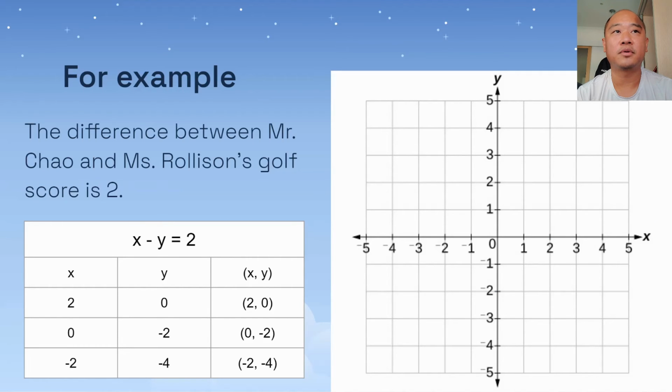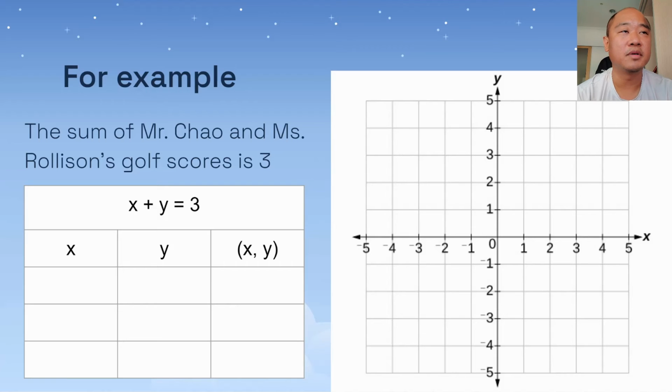So let's look at another example. The sum of Mr. Chow and Miss Rollison's golf score is 3. So here we have the word sum, which is the answer of an addition problem, and then equal sign 3. I'll give you a second to jot this coordinate plane down in your notebook and give it a try.